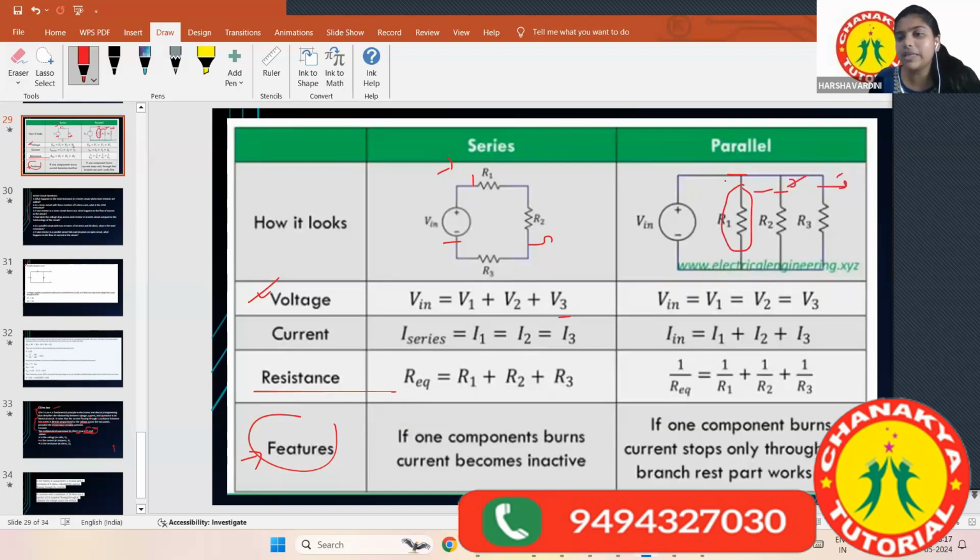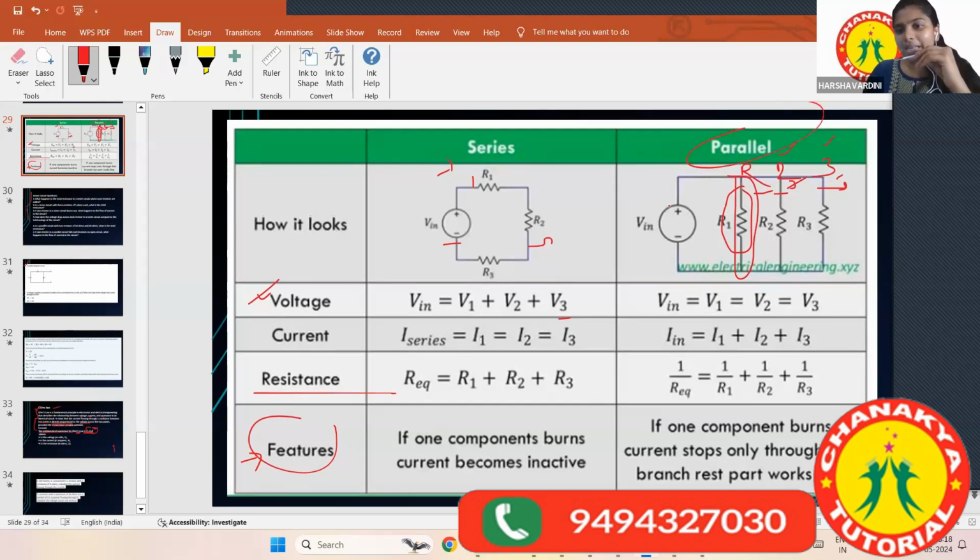For example, this is room 1, this is room 2, this is room 3. So if in room 1 some problem is there, only the room 1 circuit will burn and get destroyed. But current will still be coming to room 2 and room 3, because this is basically a parallel connection, no? The current will be going to this and this. Only here some problem is there, so only this part of the circuit needs repair work. But when it comes to series, it's not like that, right?